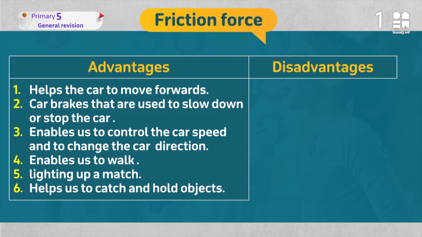احنا بنمشي بسبب الفريكشن ما بين our shoes and the ground. Number 5, lighting up a match. Number 6, helps us to catch and hold objects. ومن غير الفريكشن فورس أي object هيعمل إيدينا.